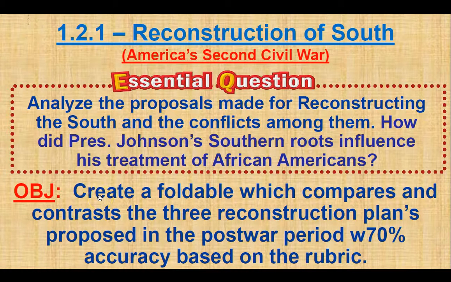All right, here is the first lesson of the Reconstruction, the second part of Unit 1, Causes, Consequences, and Course of the Civil War and Reconstruction. You're looking at analyzing the different proposals made for reconstructing the South and conflicts among them.